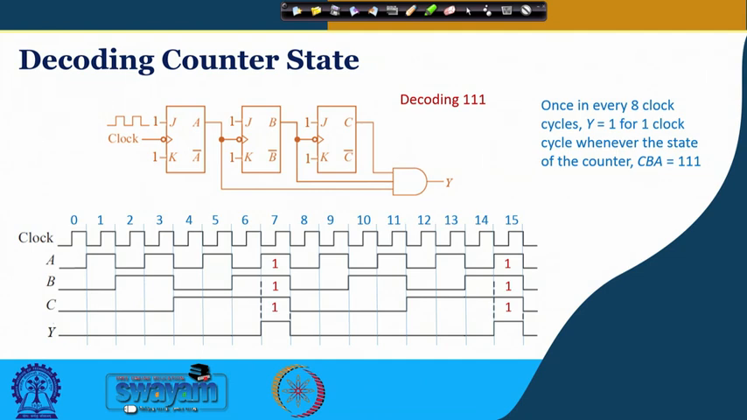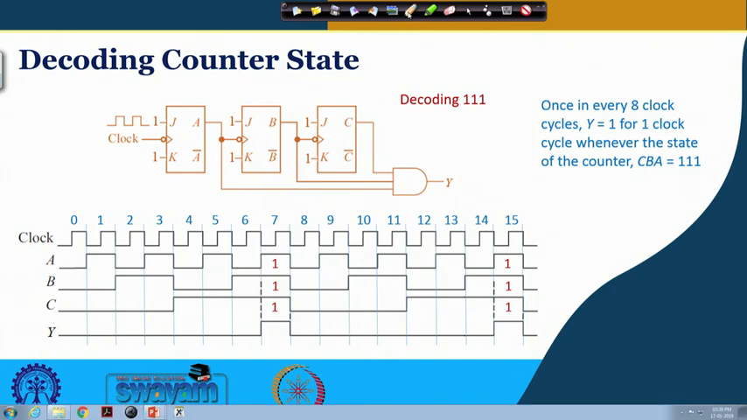For example, we consider the mod 8 asynchronous up counter that we had taken up in the previous class. The counter has three JK flip flops. Each one of the inputs is having 1 and 1. That means, whenever the clock trigger comes to its input, it toggles.